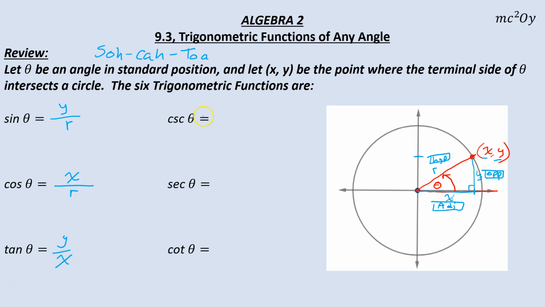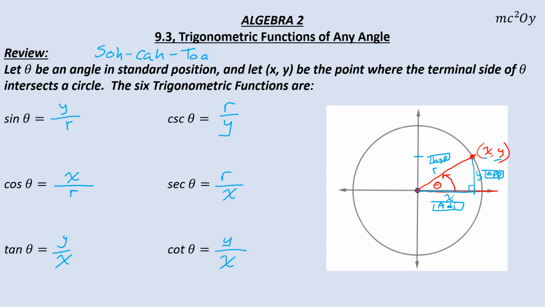Another way to think about these: cosecant, secant, and cotangent are the reciprocal functions. Cosecant theta is going to be r over y. We just take the reciprocal of sine. And secant is going to be the reciprocal of cosine, so r over x. And cotangent is going to be the reciprocal of tangent, so x over y.